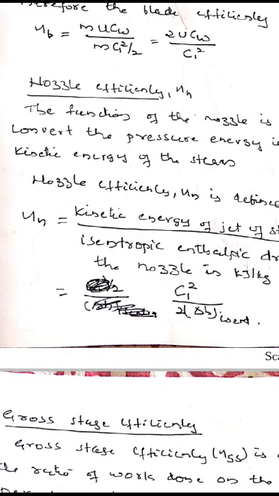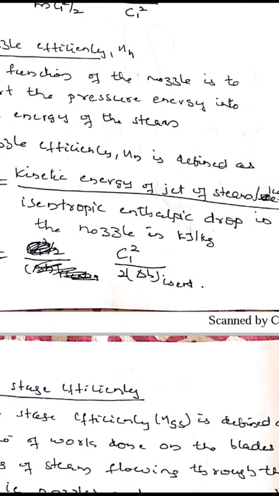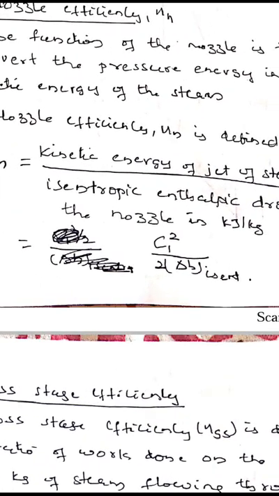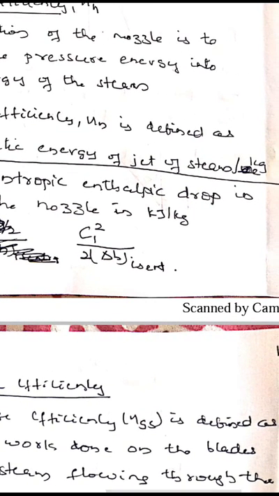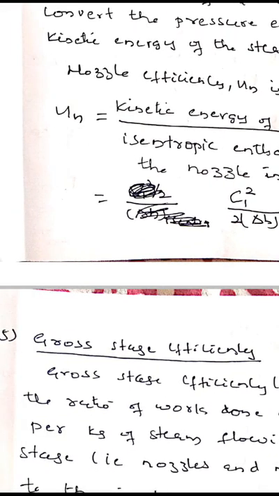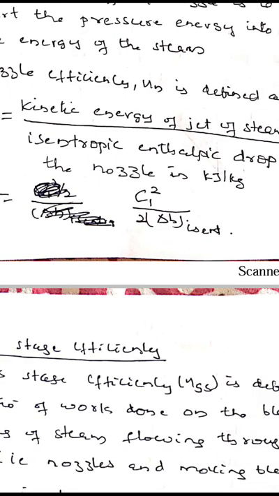Therefore, nozzle efficiency is defined as the kinetic energy of the jet of steam issuing from the nozzle divided by the isentropic enthalpy drop in the nozzle. It is eta_n equal to Cn squared by 2 divided by delta H isentropic.